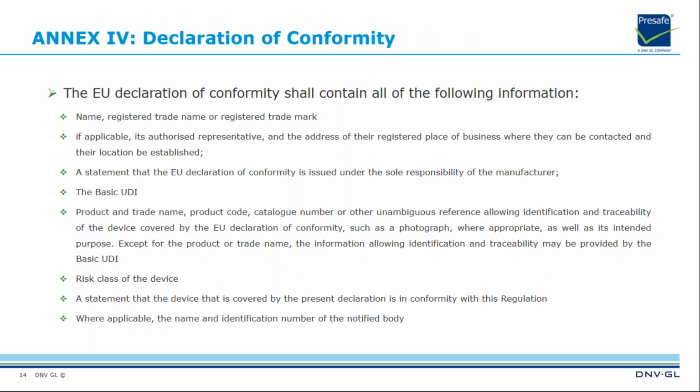Annex 4 in MDR is about the declaration of conformity. The same as before, the manufacturer must provide a declaration of conformity, including name, registered trade name or registered trademark. If applicable, its authorized representative and the address of their registered place of business where they can be contacted and their location established. A statement that the EU Declaration of Conformity is issued under the sole responsibility of the manufacturer. Also, the basic UDI system must be considered in the Declaration of Conformity.